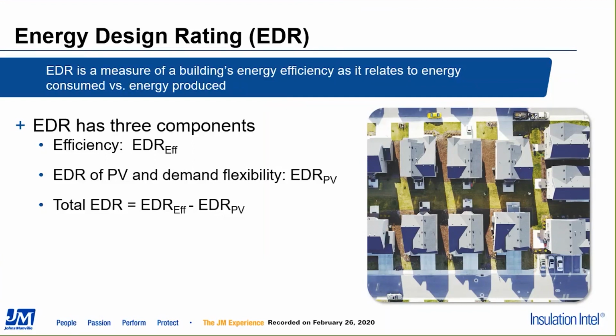On the other end of the scale, we usually think of these rating systems as going from 0 to 100. In reality, they can go negative and they can be greater than 100 for a really poorly performing building. But in California, the EDR, or the Energy Design Rating, has basically three components. There's an efficiency component, which includes things like insulation, air sealing, the efficiency of your heating and cooling equipment, and is related to how all of those things consume energy.